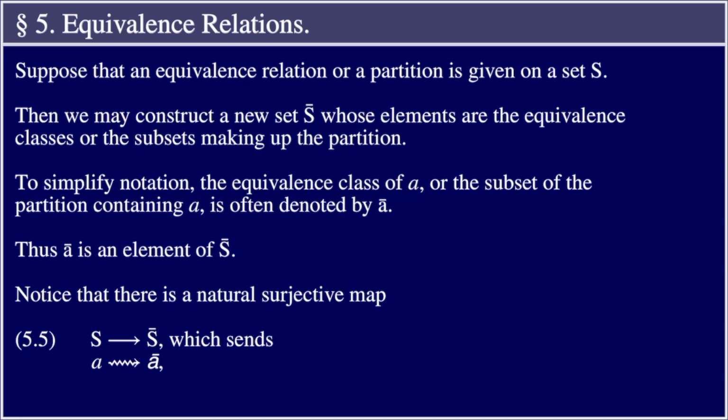Suppose that an equivalence relation or a partition is given on a set S. Then we may construct a new set, S bar, whose elements are the equivalence classes or the subsets making up the partition. To simplify notation, the equivalence class of A, or the subset of the partition containing A, is often denoted by A bar. Thus, A bar is an element of S bar. Notice that there is a natural surjective map, 5.5, mapping S to S bar, which sends A to A bar.